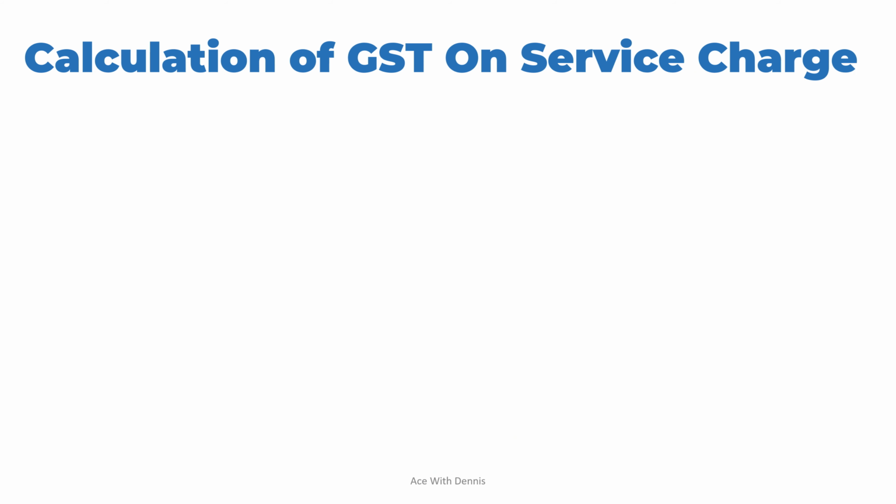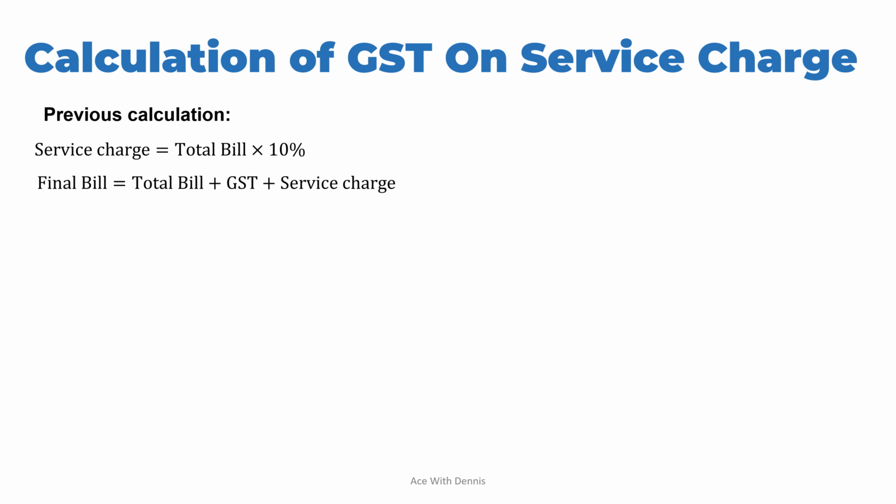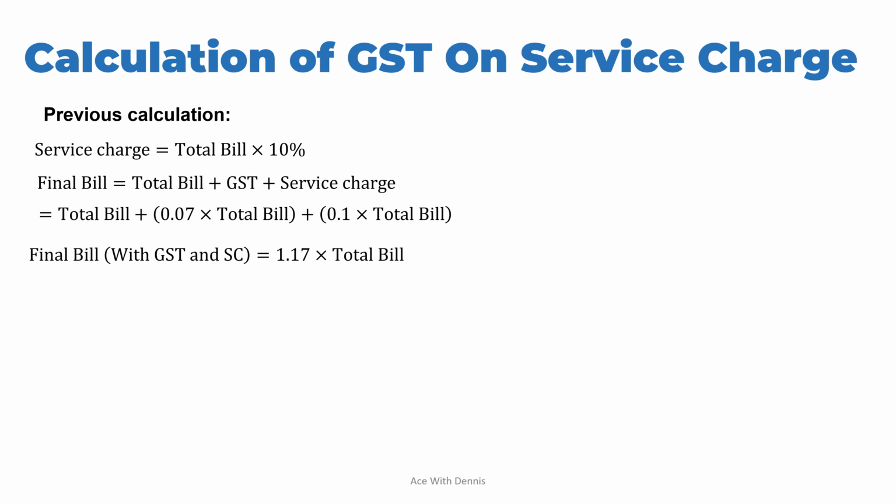So in our previous discussion, when we calculated the final bill, we assumed that there is no GST charged on the service charge. This is the previous calculation. The service charge is total bill times 10%. The final bill is just total bill plus GST plus service charge, where the service charge is 0.1 times total bill, and the final bill with GST and service charge is 1.17 times total bill.